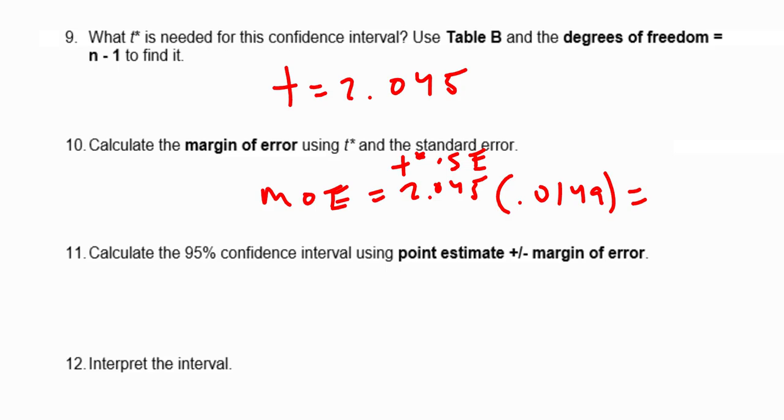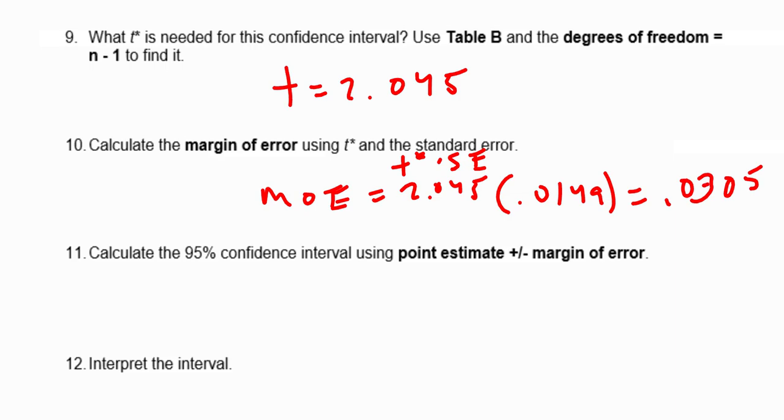If you take out your calculators, you can calculate this out. And we'll have a margin of error of 0.0305. I'll just round it to 5. That's what I got. Hopefully it's something similar to what you have as well.